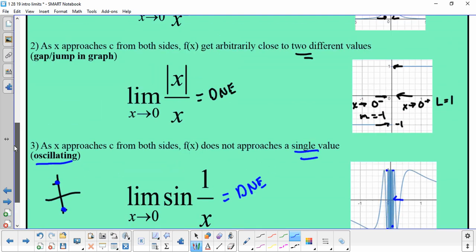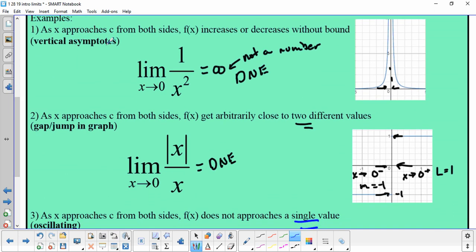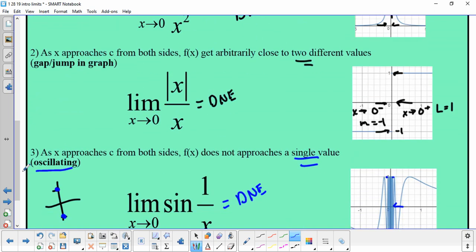So these are the 3 instances where a limit does not exist. Boundless, a vertical asymptote, where it increases or decreases without bound as you approach the c value. It goes to 2 different values when you approach c, which would be a gap or a jump in a graph. Or else it just oscillates and doesn't approach a single value. Those are the 3 instances.